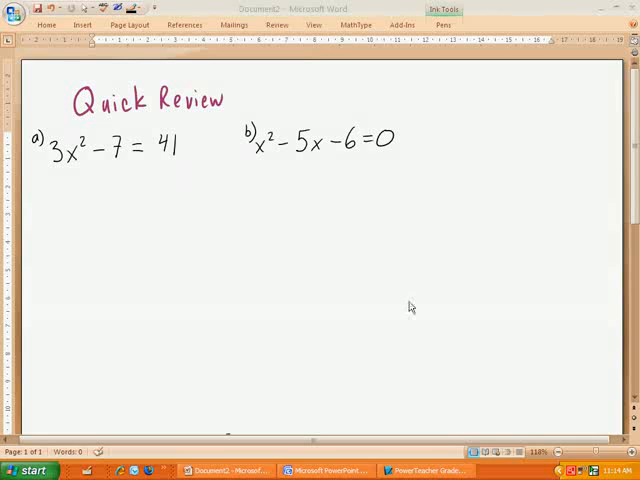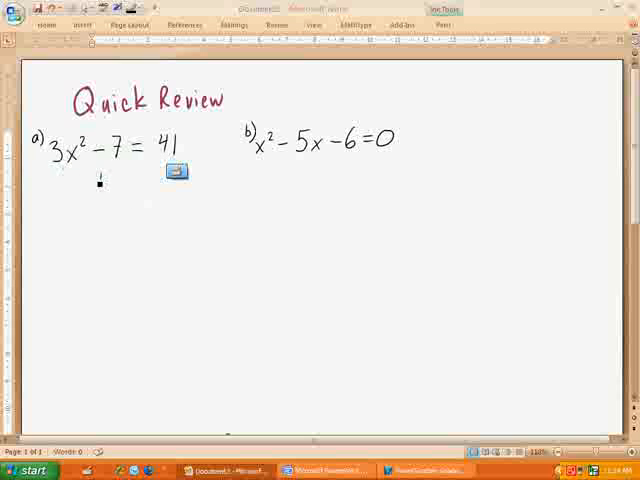This is the first part of the lesson for Objective 4. Today we're going to be looking at the quadratic formula. Now, just as a quick review, last lesson we learned how to solve equations that had just an x squared term. There's no x here.